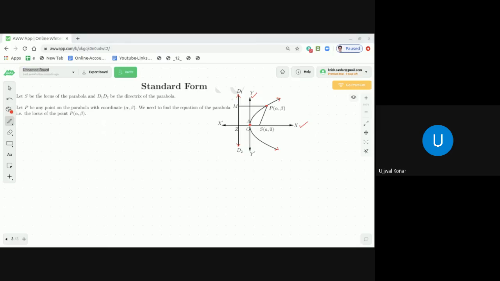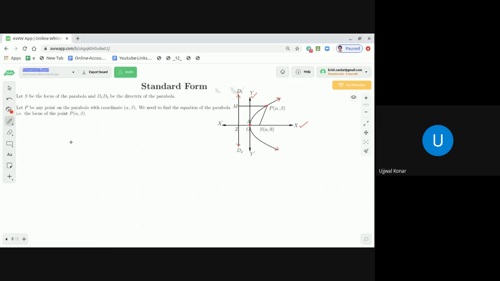Let us now draw the line SZ perpendicular from the point S to the directrix D1, D2, where the point Z is the foot of the perpendicular from the point S to the directrix D1, D2. The straight line SZ is known as the axis of the parabola.